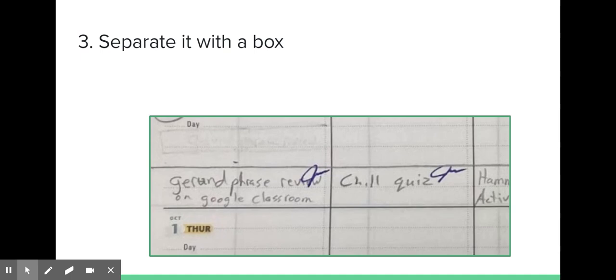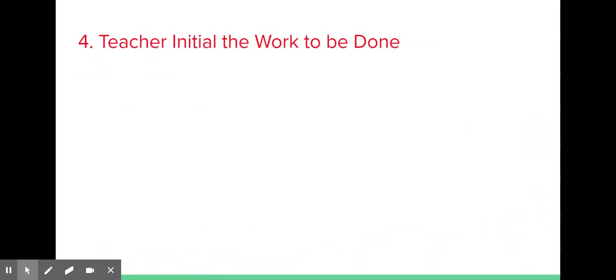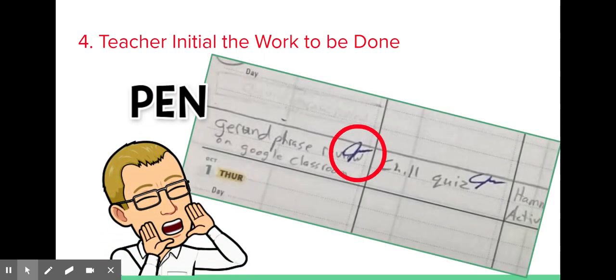We even made a third step out of this, separated with a box. Probably could have combined it. You can use a normal size pencil, of course, because I can't imagine finding a pencil that size around here. Okay, now the teacher initial the work to be done. So they'll see what you have down, they'll see it's correct, initial that thing.